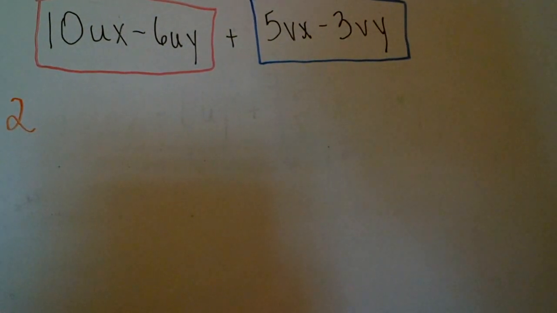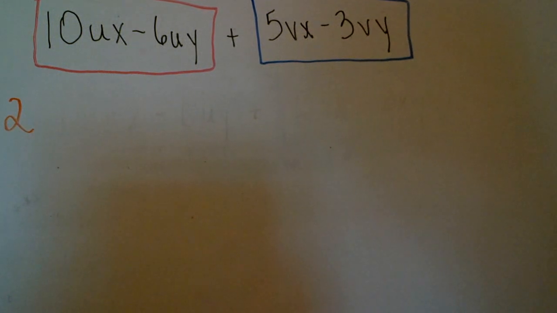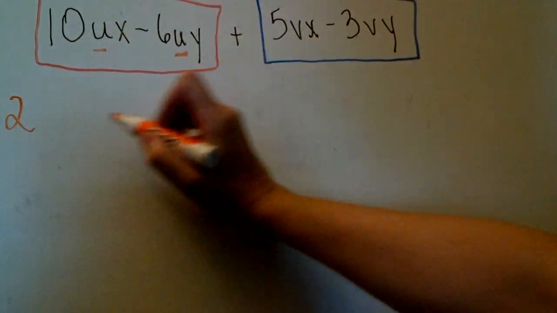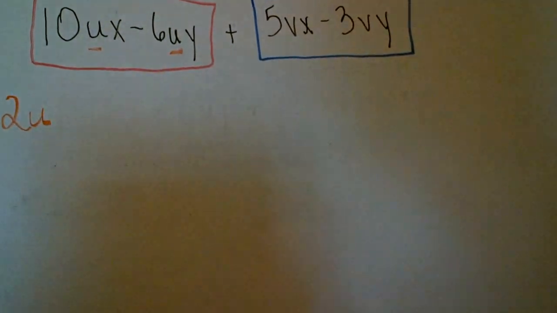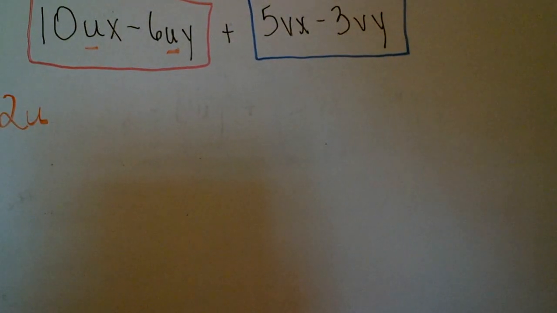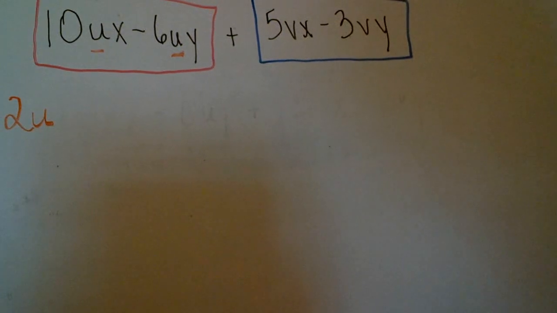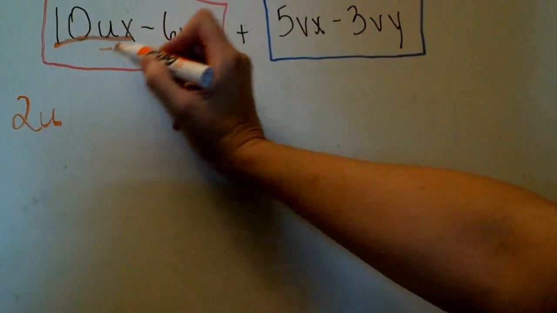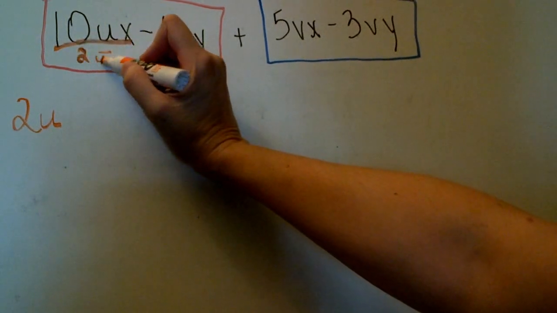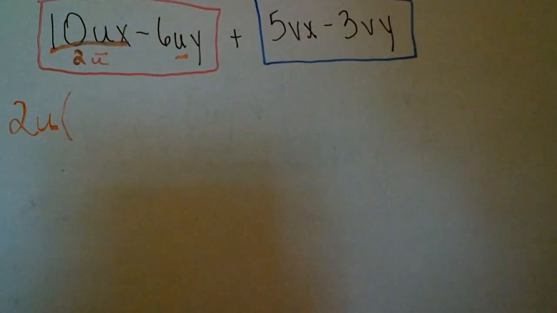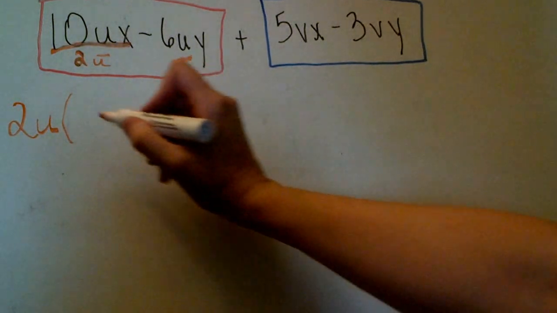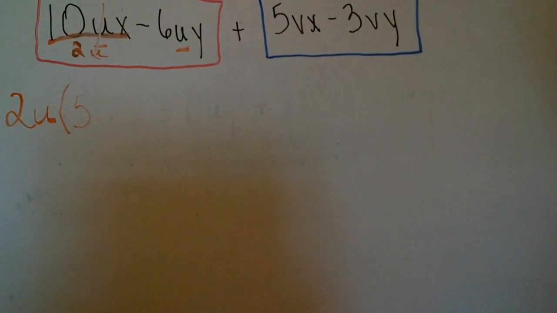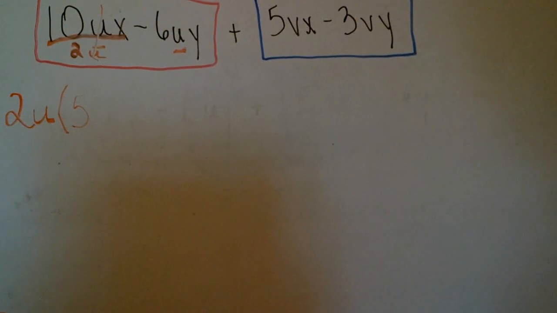And you have to ask yourself, is there a letter that's common to both of those? Well, look, the letter U is common to both, so I'm going to pull it out. And by pulling it out, what you're really doing is dividing. In other words, you're dividing 10ux divided by 2u. And 10 divided by 2 is 5. And these two cancel out, and that just leaves you with the x.